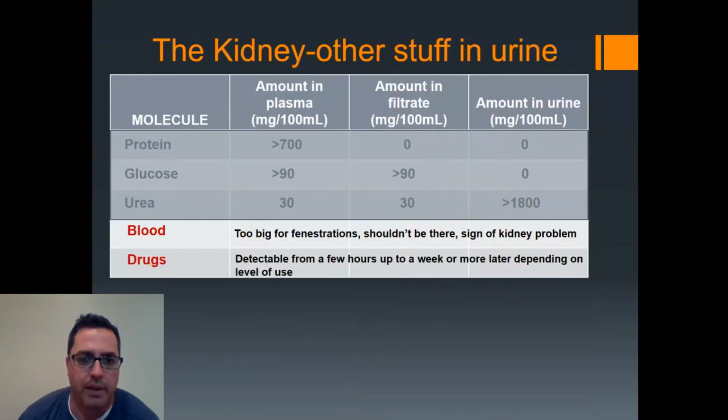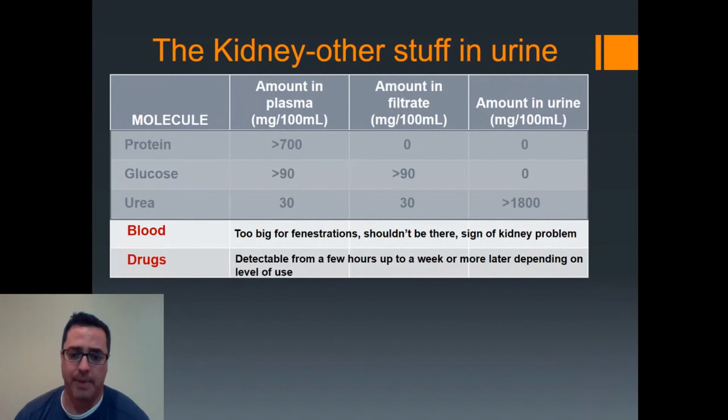So when we look at the kidney and other stuff that could be in the urine, we've already talked a little bit, or at least we will when we get back together in class, about protein, glucose, and urea and causes for these three things. But two other things that we haven't talked about much that could end up in your blood, but then end up in your urine, which typically would not be a good thing, would be blood and drugs.